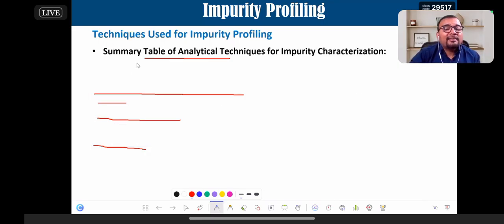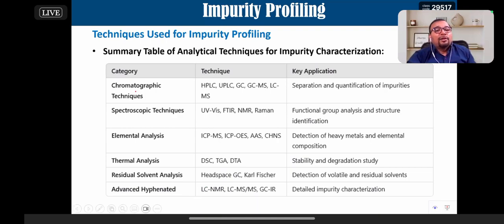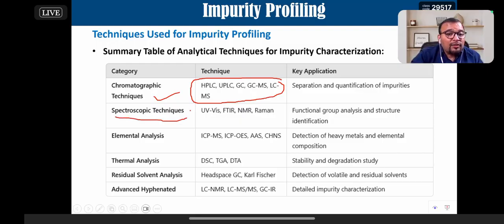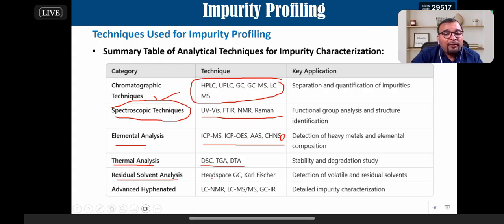I would like to summarize whatever techniques we discussed so far, and this is the important table according to me. In case of chromatographic techniques, you have HPLC, UPLC, GC, GC-MS, LC-MS. In case of spectroscopic techniques, we have UV, IR, NMR, and Raman. Elemental, we have ICP-MS, OES, AAS, and CHNSO you can think about. Thermal analysis, we have DSC, TGA, DTA. Residual solvent, we have headspace GC, Karl Fischer. And hyphenated techniques, we have LC plus NMR, LC plus MS/MS, and GC plus IR.